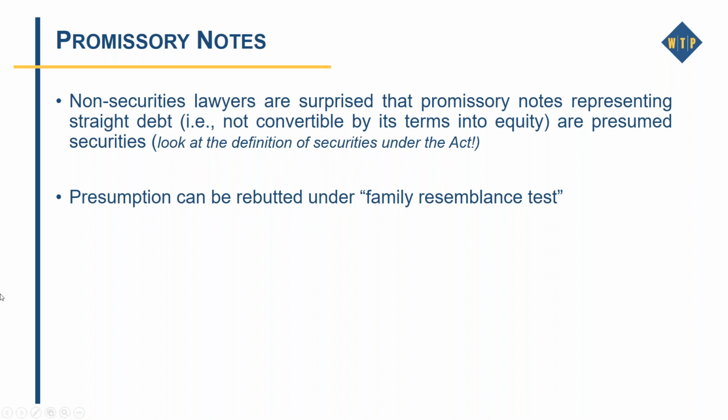If you look back at the definition of what a security is, one of the first things it says is a note. A note is a security. Now, developed under case law, that position is softened a bit in that a note is presumed to be a security, and you can rebut that presumption under what's called a family resemblance test. And this is a test that's been developed mainly through federal law, particularly the Supreme Court case called Reeves, where there are factors that a court will look at to say, hey, we've got a note here, was it a security?